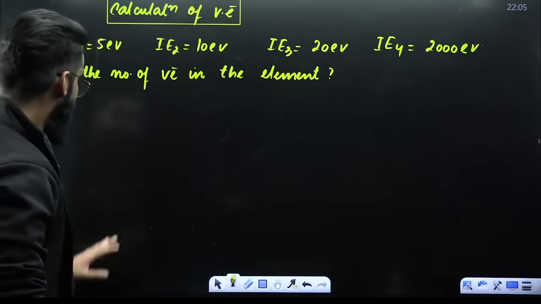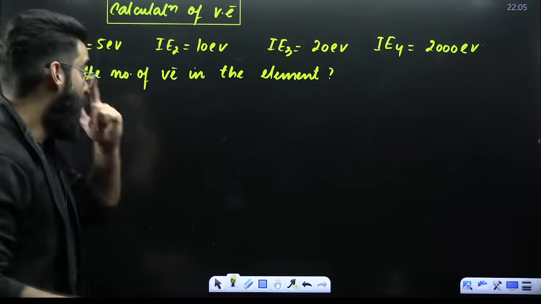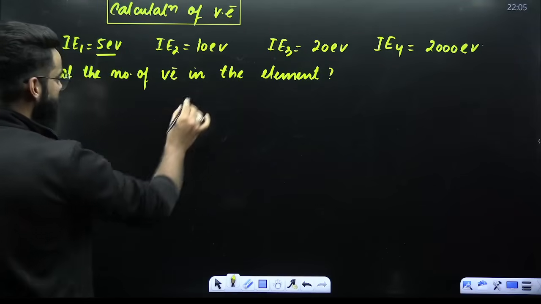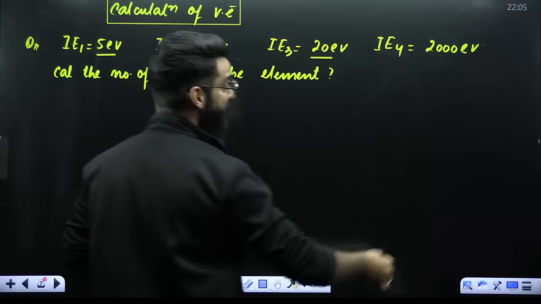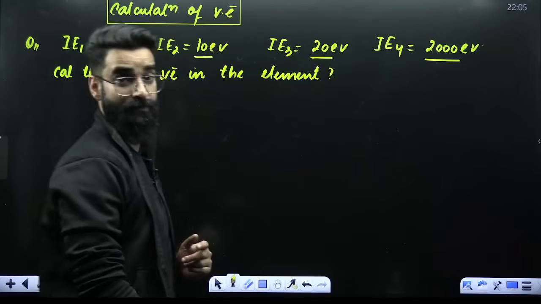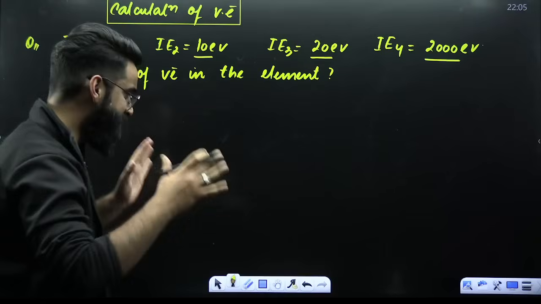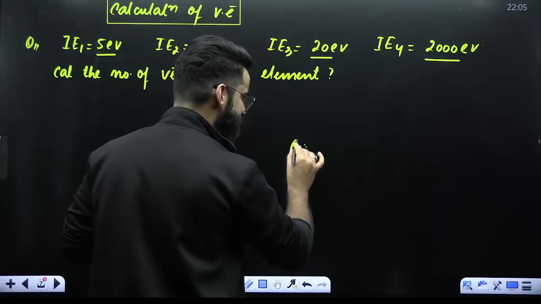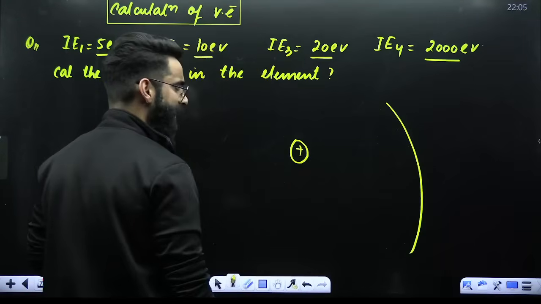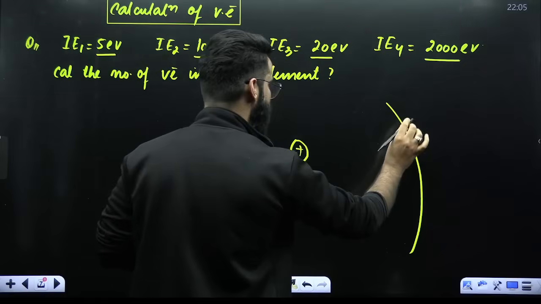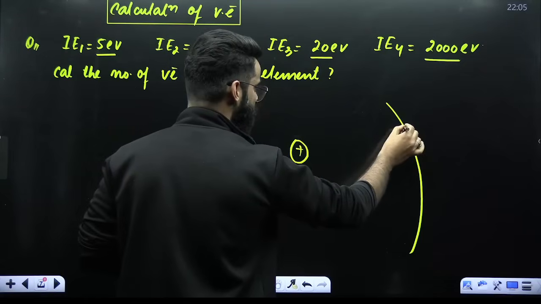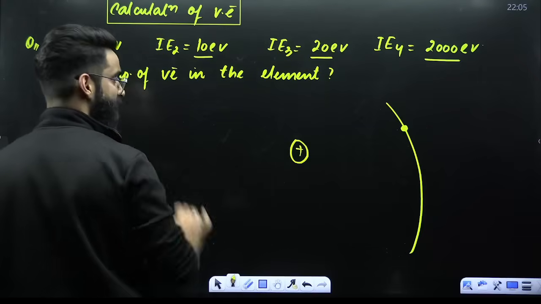Now, my dear students, let's say you have got an element whose first ionization energy is 5 electron volt, second is 10, third is 20, and fourth ionization energy is 2000 electron volt. You have to tell me how many valence electrons are there in the atom. My dear students, it's pretty much simple. Let's say this is the nucleus, and for example, this is the outermost shell, right? To take the first electron out from the outermost shell, how much energy is required? 5 electron volts.